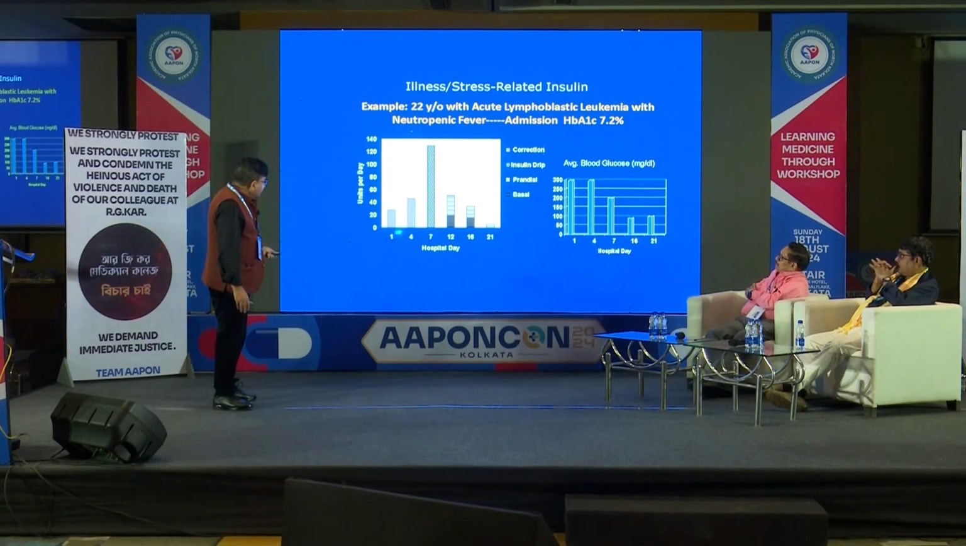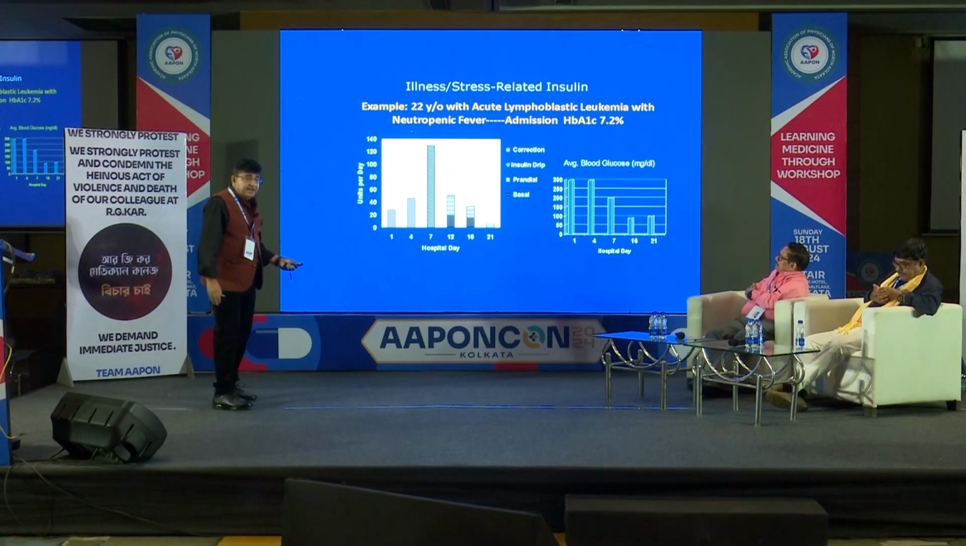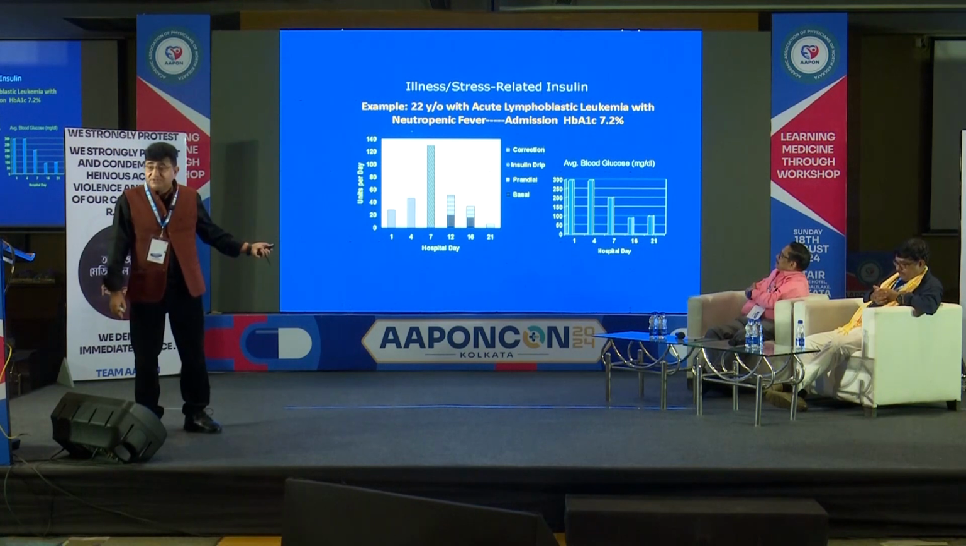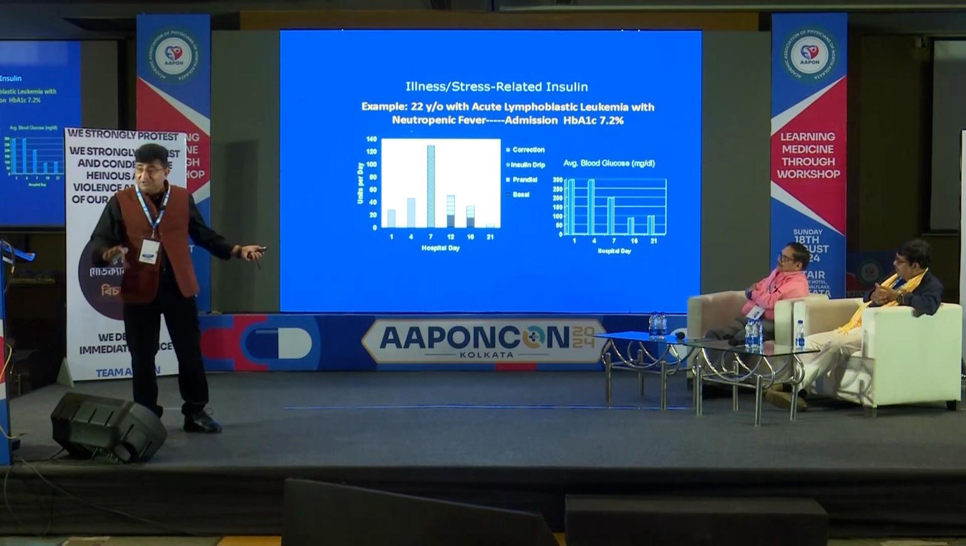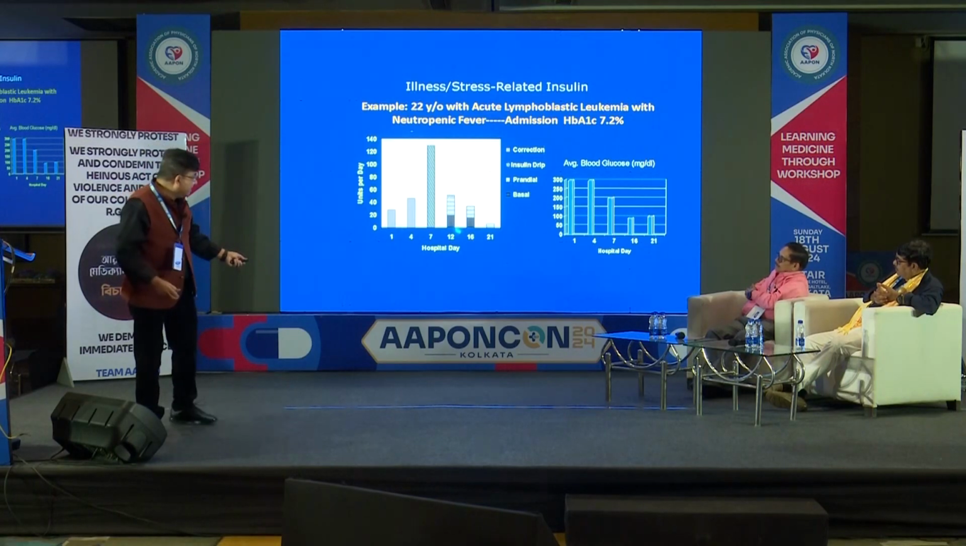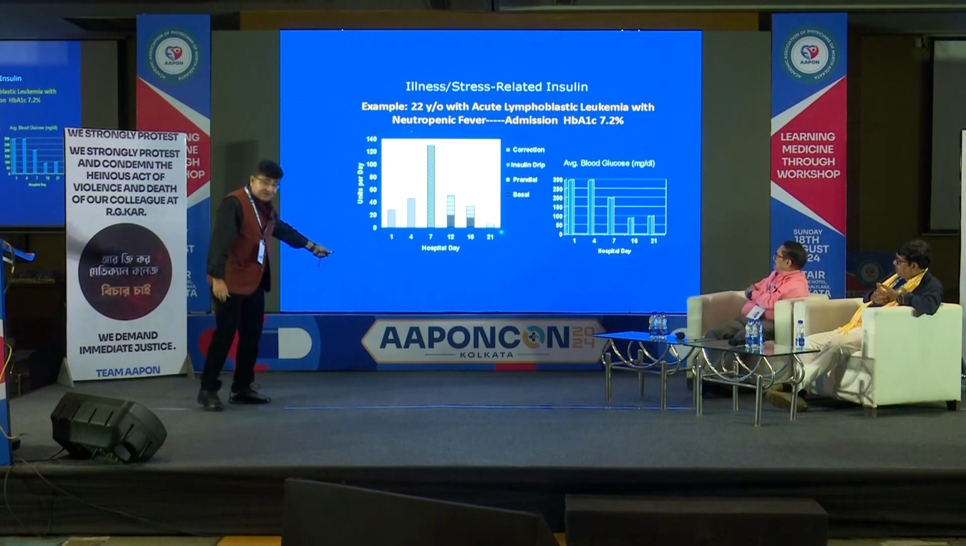Here the requirement is changing because you are switching over to basal bolus, and you can see the basal insulin requirement is also coming down. Why? Because the patient's pre-admission HbA1c was how much? So 7.2 is a good control. So this patient actually does not require much insulin. So you have to be very careful during these days of recovery.